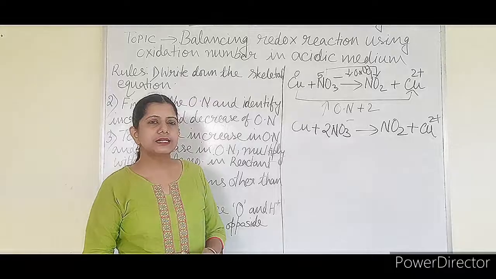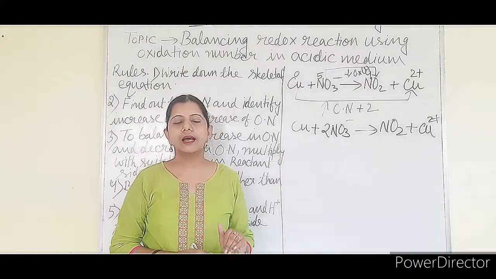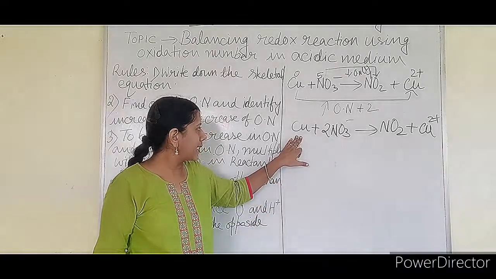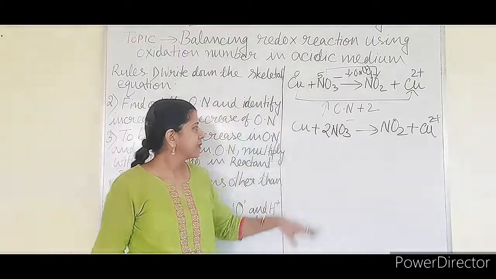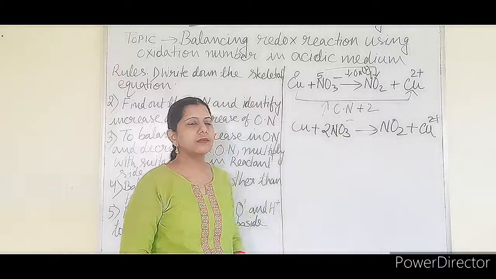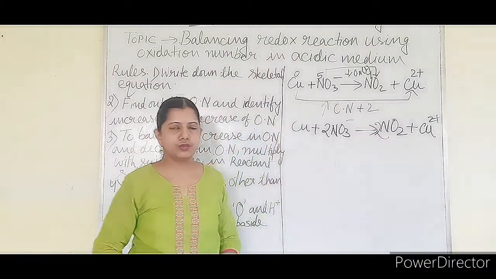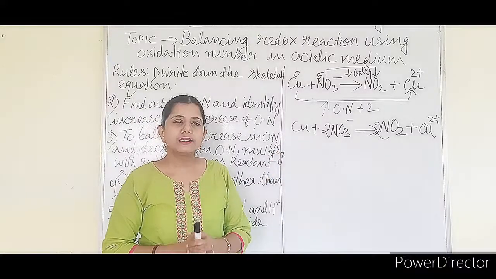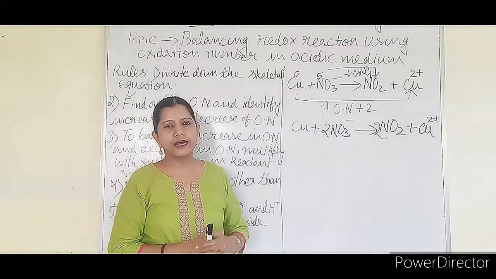Okay. Now my next step is what? I have to balance all the atoms other than hydrogen and oxygen. So copper 1 atom, copper 1 ion, it is already balanced. Nitrogen 2 here, nitrogen 1 here. So I will balance nitrogen. I am writing 2 this side also. Okay, so this step is completed. That is, other than oxygen and hydrogen, I have balanced all the atoms.